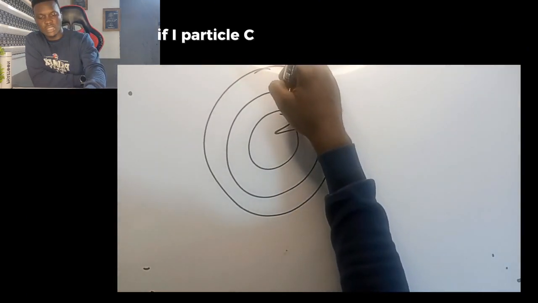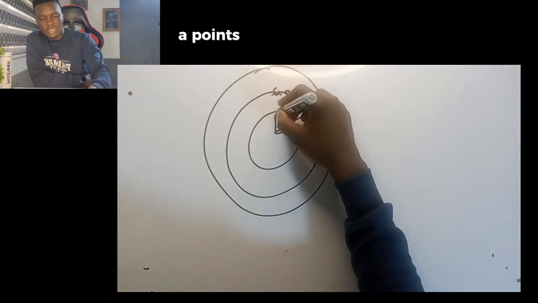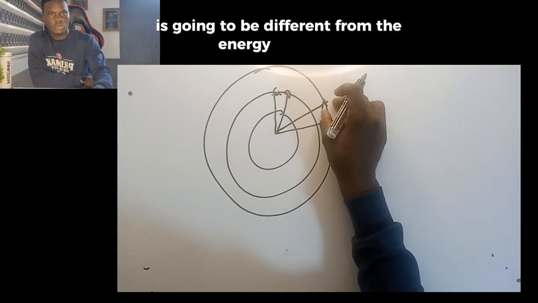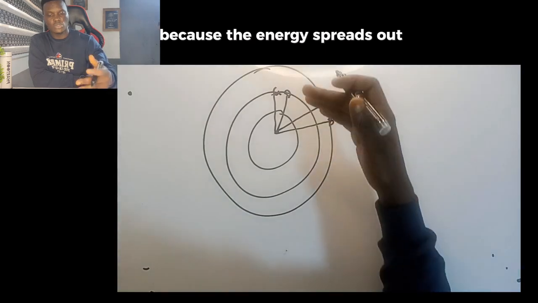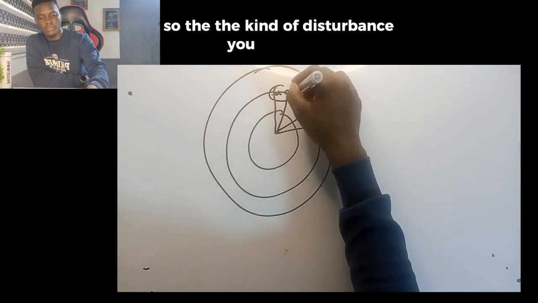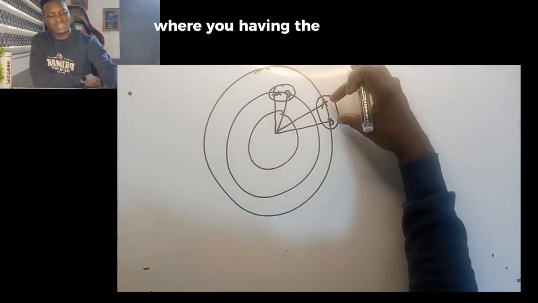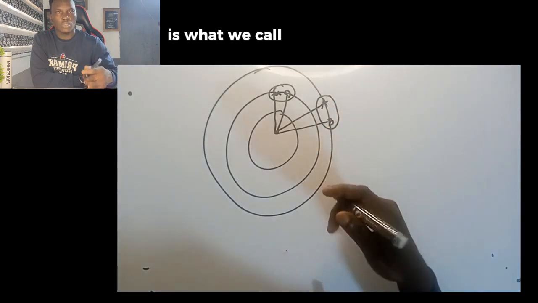If I have particle C and particle D here, a point along this phase too, the energy you have here is going to be different from the energy you have here because the energy spreads out. So the kind of disturbance you have here and the kind of disturbance you have here differ, so that line where you're having the same kind of disturbance is what we call the wavefront.